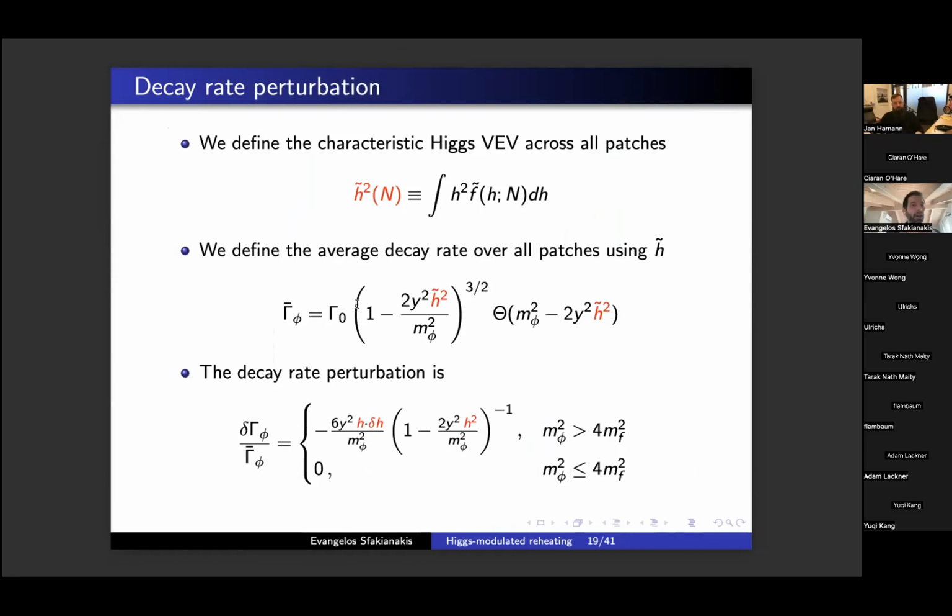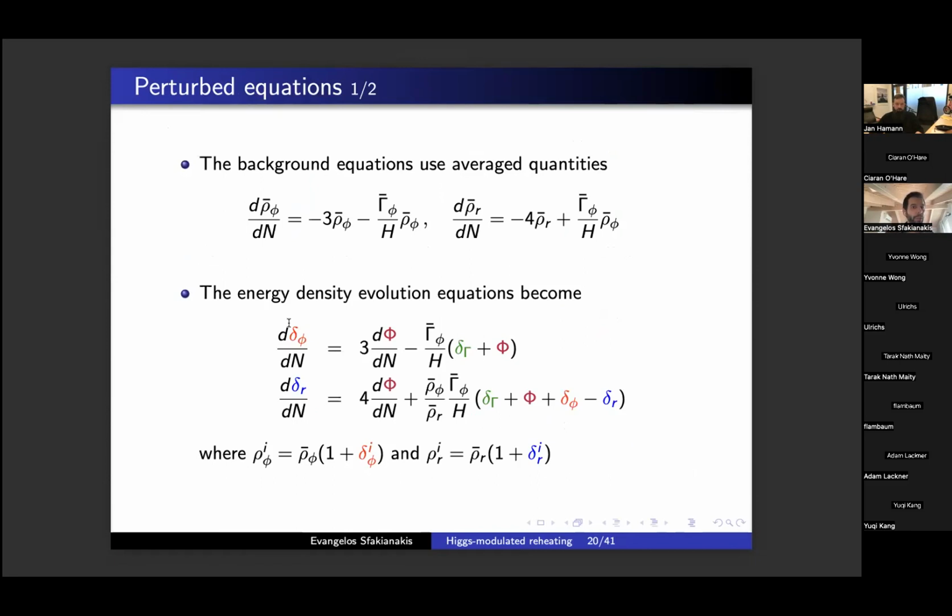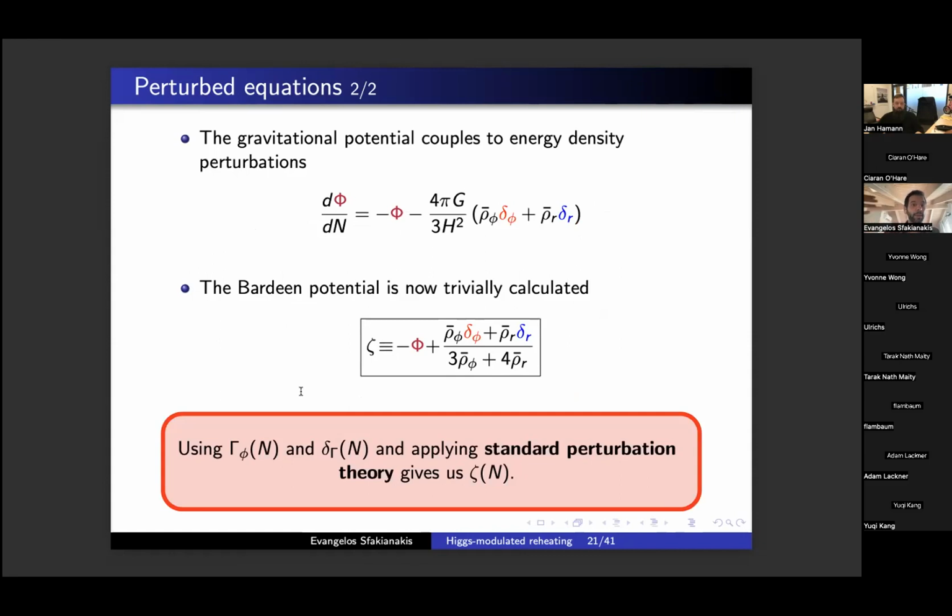I can define the average decay rate using this characteristic Higgs value, and then from the width of this distribution, I can also define the decay rate perturbation, right? So I can have the gamma bar, which is the average decay rate over all the universe, and the fluctuation of this decay rate, or the perturbation of this decay rate, from patch to patch. And then I go back to the Dvali et al. paper, and I look at the perturbed evolution equations for the different components of the universe, right? So I have the evolution equation for delta phi and delta r, for the perturbation in radiation, perturbation in matter. And eventually I have the perturbation for the gravitational potential and the Bardeen potential. So using the initial PDF for the Higgs field, I can now calculate the perturbation in the Bardeen potential.